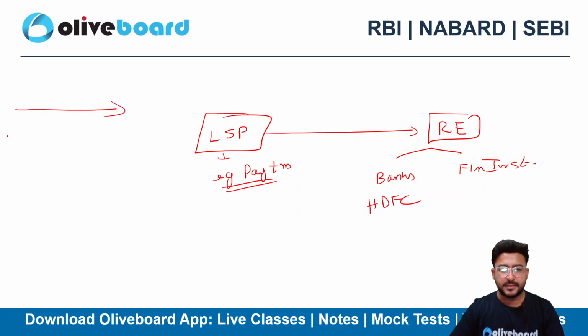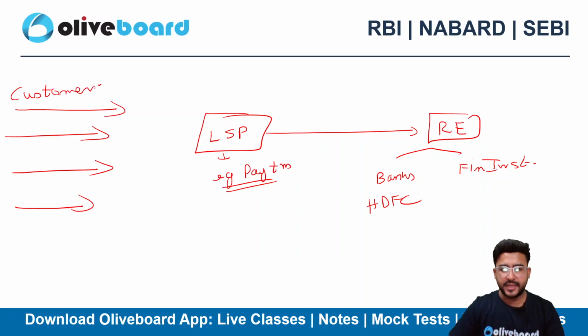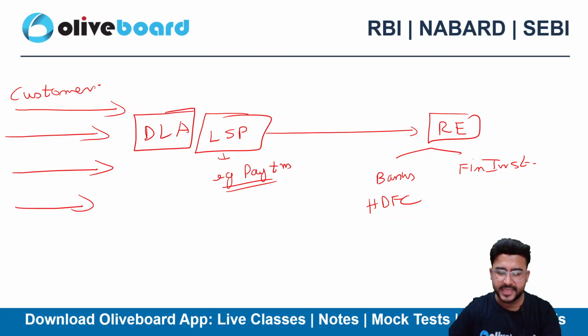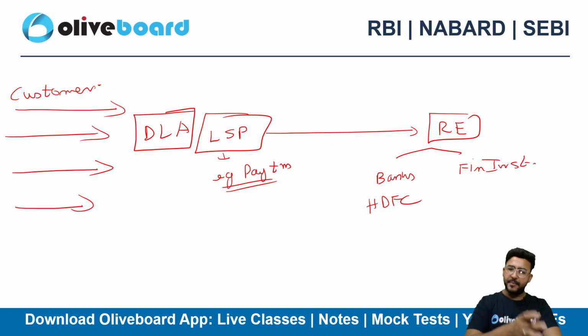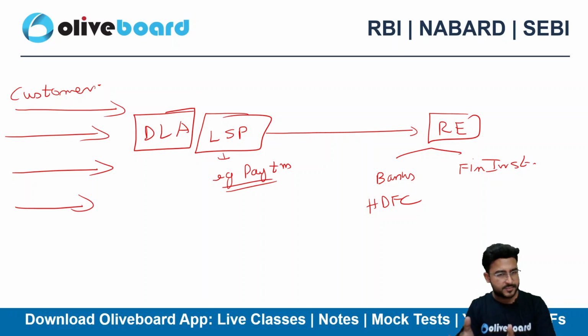I can say that this LSP is bringing customers for RE, right? Obviously it will be having a digital lending app as well, which we can call DLA. So Paytm is having an application of its own, right? Paytm is having an application of its own. So that's nothing but DLA. So this DLA is bringing the data to LSP. LSP is nothing but a lending service provider. It is a service provider.